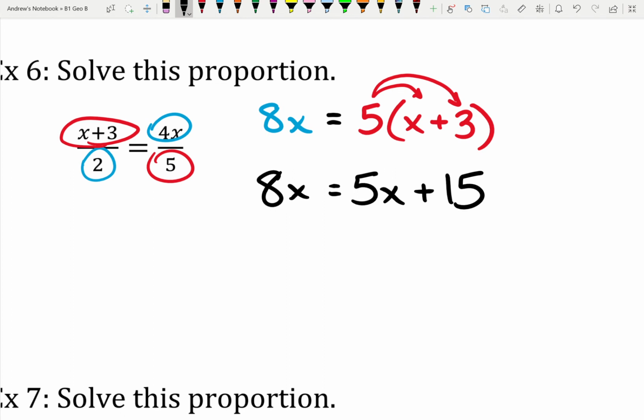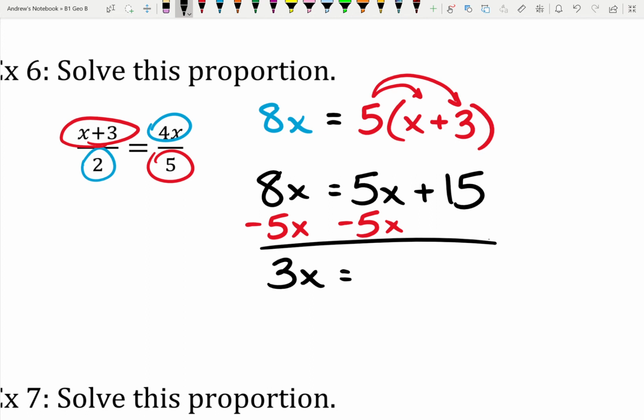What I need to do from here is move all my x's over to one side, away from the other numbers. So I'm going to move that 5x over to live with the 8x. And so 3x equals 15. Divide both sides by 3, and then we'll get that x is equal to 5.